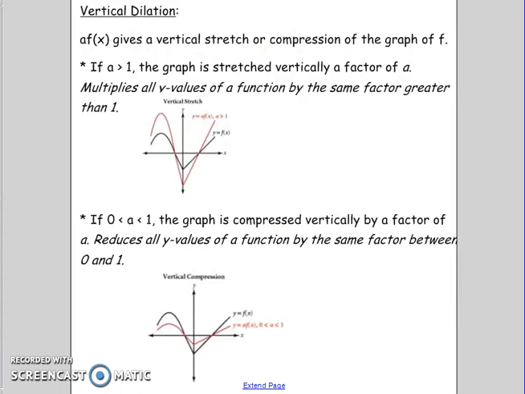These are just what the vertical stretches and compressions look like. A vertical stretch is when a is greater than 1, so basically you're stretching your whole function, so it's getting a little bit skinnier. When you have a compression, it's smushing it down, so your graph's getting a little bit wider. Okay, so we're not going to graph these, but just so you're aware of what it's doing.